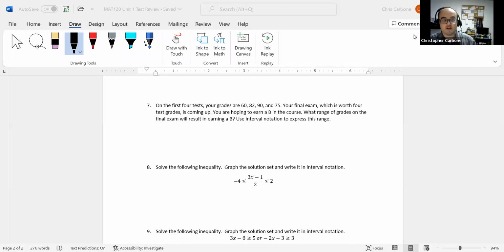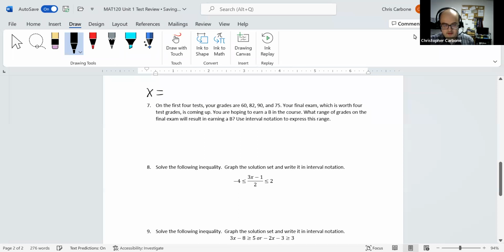This is part 2 of this Unit 1 test review. For question number 7, we have on the first 4 tests, your grades are 60, 82, 90, and 75. Your final exam, which is worth 4 test grades, is coming up. You are hoping to earn a B in the course. What range of grades on the final exam will result in earning a B? And we want to use interval notation to express this range.